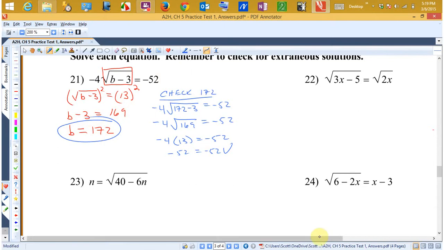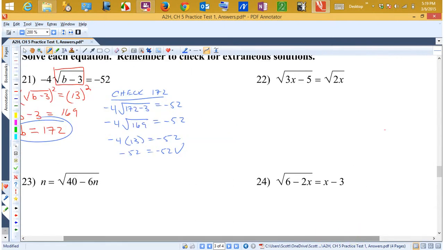Move to the next one. I'm going to square both sides. I don't have any numbers to worry about in the squaring, so I'm simply going to take this side, square it, this side, square it, and that's going to give me 3x minus 5 is equal to 2x. So let's subtract 2x from both sides. That's going to give me x minus 5 equal to 0. Now I'm going to add 5 to both sides, so I have x is equal to 5.